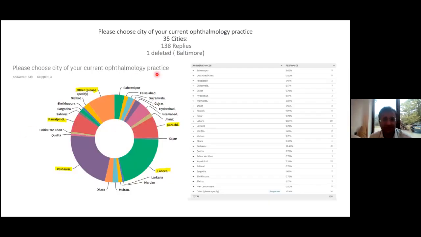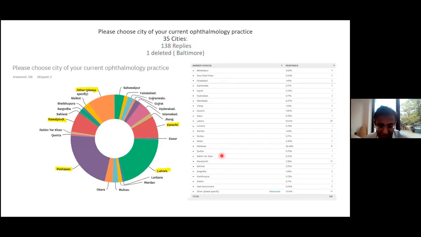So the first question of the survey was, so when we sent the survey, we got very healthy reply. I actually got 142 replies, but when I was doing snapshots, which I saved earlier, at that time, I only had 138 replies. I have to remove one reply because it came from Baltimore. It wasn't a part of Pakistan. So we had quite a high number of responses from about 35 cities.